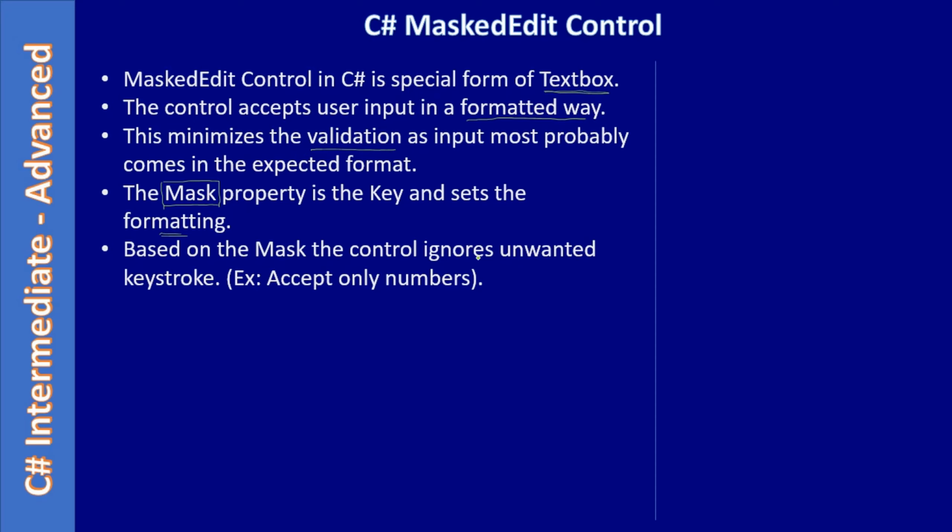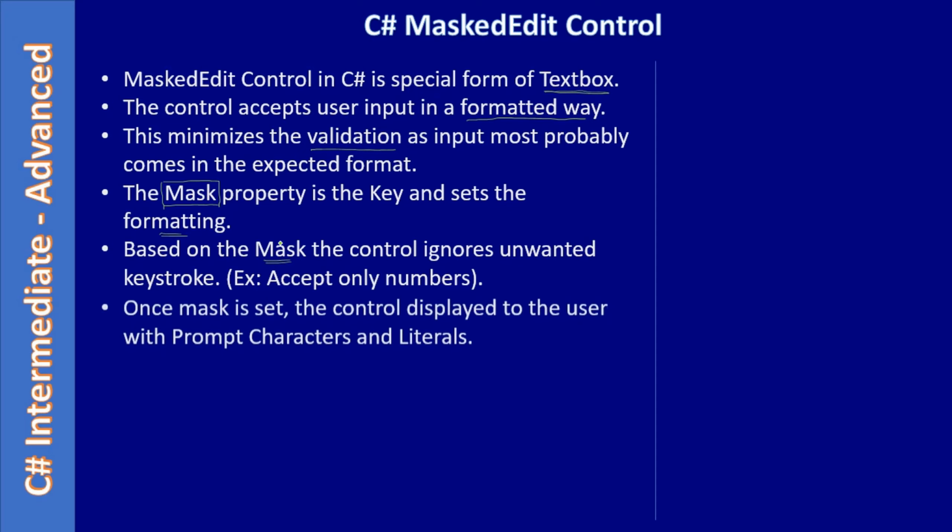That means the validation is done during the keystroke itself, because once we set the mask to accept only numbers, it will ignore all the alphabetical characters. Once again, the mask property plays the role here. Once the mask is set, the control displayed to the user will show two kinds of characters. One is the prompt character and another one is literals.